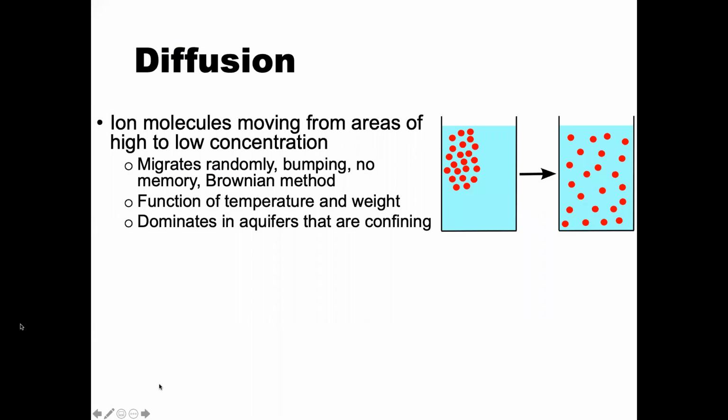So diffusion. Diffusion is ions or molecules moving from areas of high concentration to areas of low concentration. We can think of this as migrating randomly, bumping, with no memory. It is a function of temperature and molecular weight, and it dominates in aquifers that are confining.